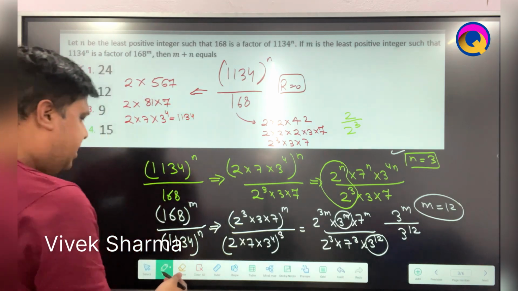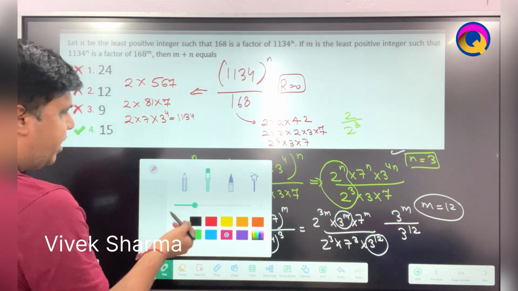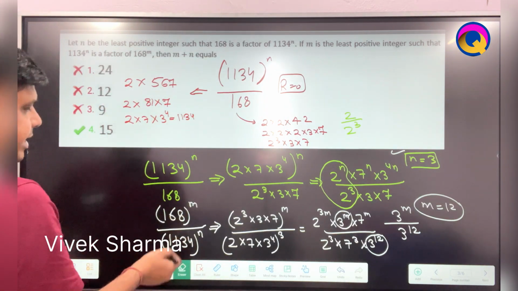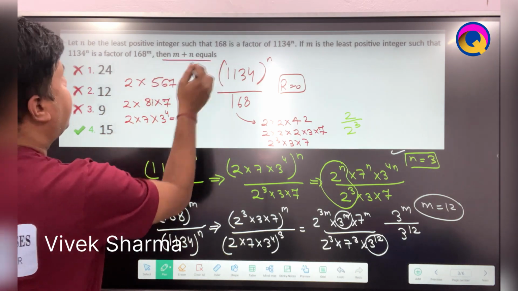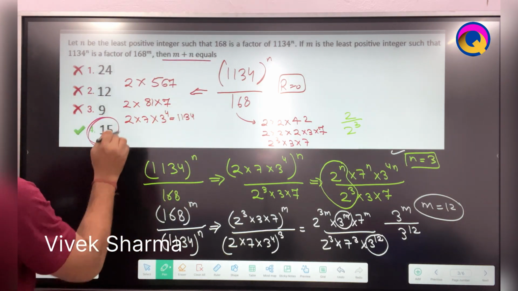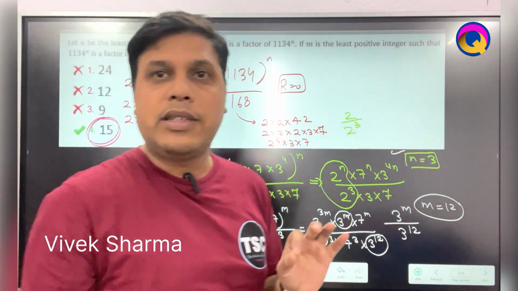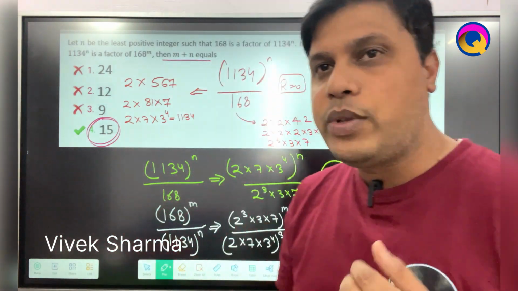So by addition of m plus n we will be getting our answer. So it is asking for m plus n. So this is going to be 15. So hopefully this question is very clear to you. Moving to the next question.